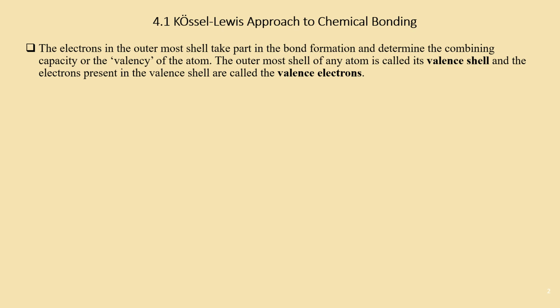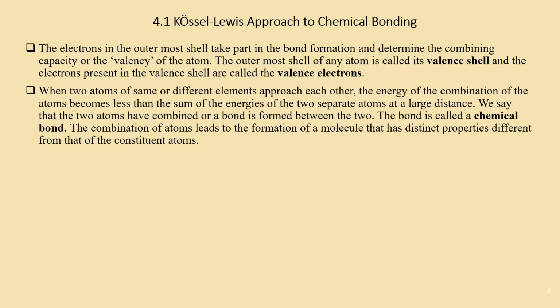Hence, the electrons in the outermost shell take part in bond formation and determine the combining capacity or valency of an atom. When two atoms of the same or different elements approach each other, the energy of the combination of atoms becomes less than the sum of the energies of the two separate atoms at a large distance. We say that the two atoms have combined, or a bond is formed between the two. The bond is called a chemical bond.